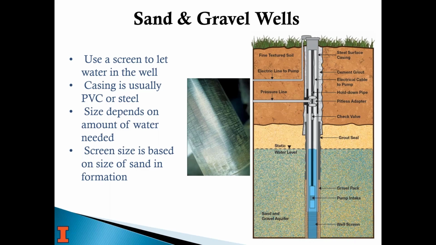So the casing itself could be PVC or steel. PVC is cheaper. It's obviously not as sturdy, but it's a good alternative in most cases for a sand and gravel well. And it really depends on what your driller's used to, and what well code might be in your jurisdiction.